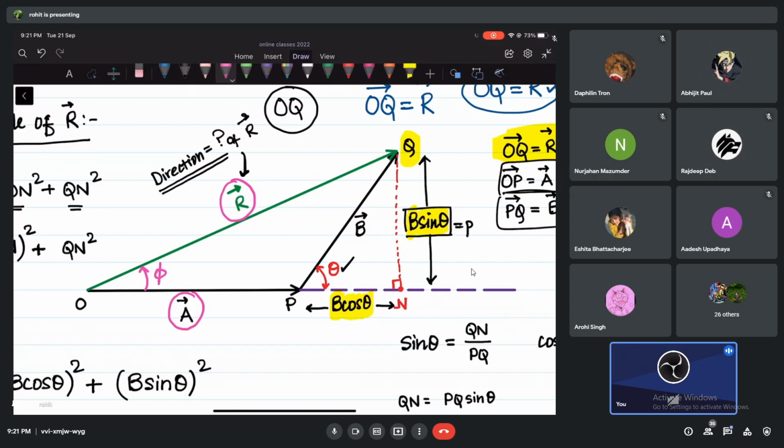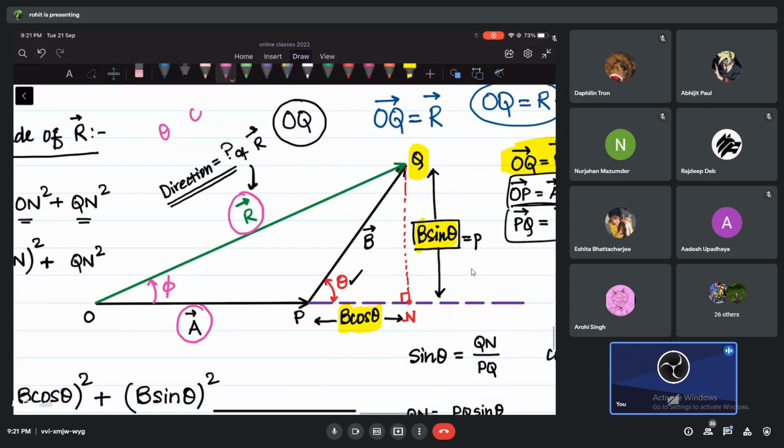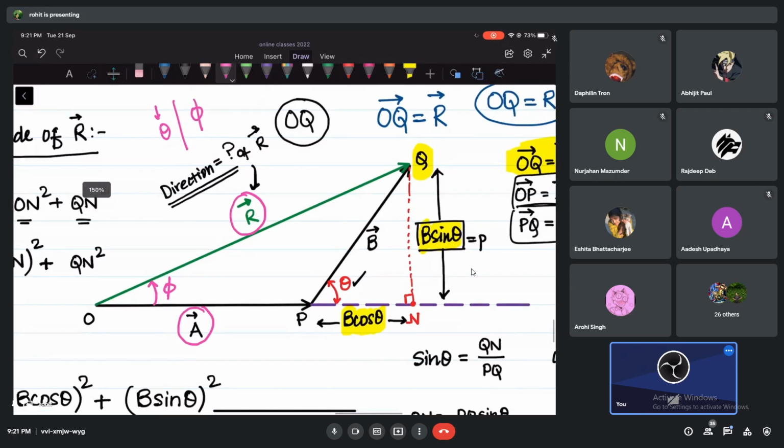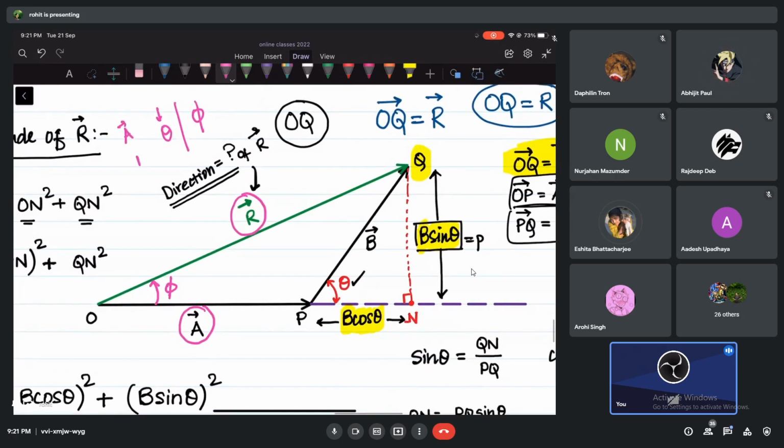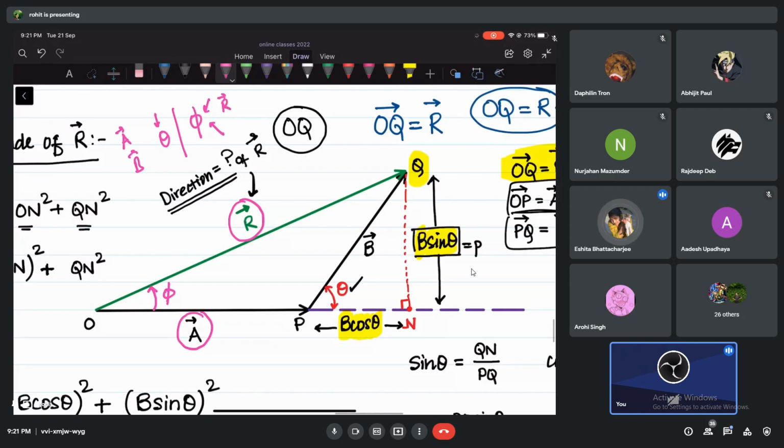Phi is representing just an angle, just like theta. Theta is the angle between A and B vector, right? And this is phi. What is phi? It's an angle between what and what, guys? A vector and R vector. Yes, exactly that.